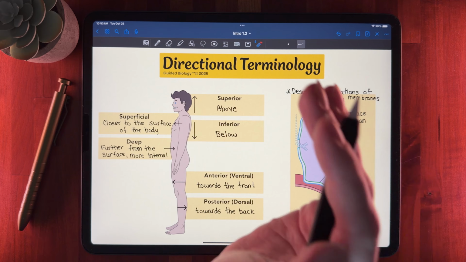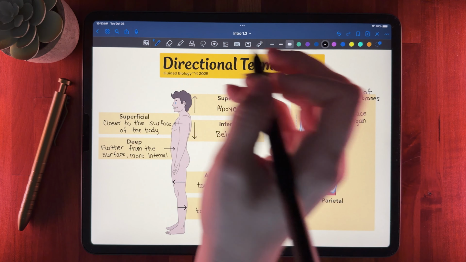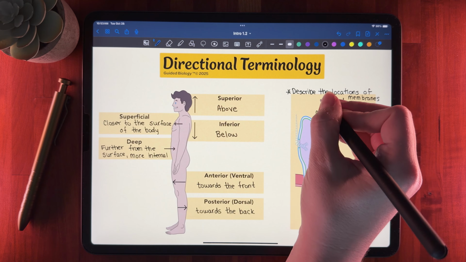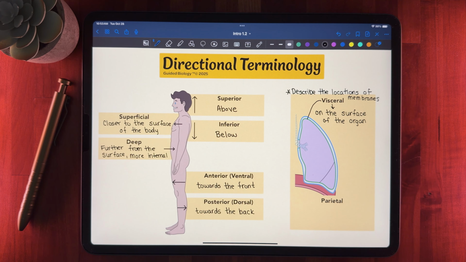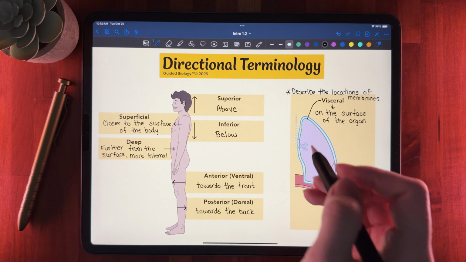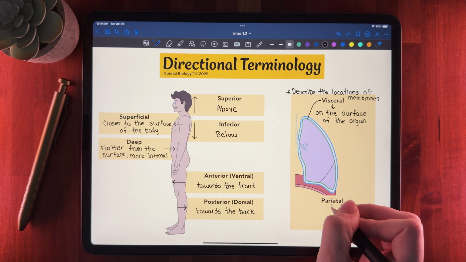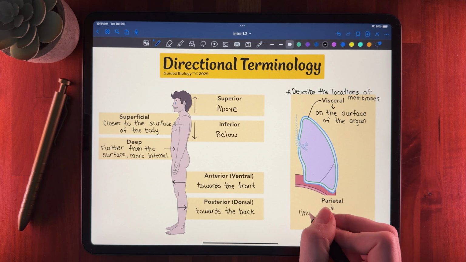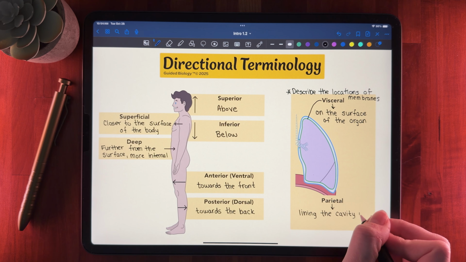It's sticking directly to the surface of the organ, okay? And so that is visceral, right? So visceral is kind of like the green line that's sitting on top of the lung there, okay? And then its corresponding term is parietal, right? And so parietal refers to the membrane that is lining and is attached to the cavity wall.